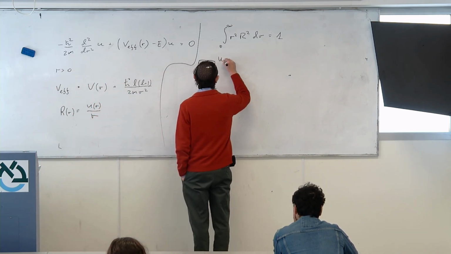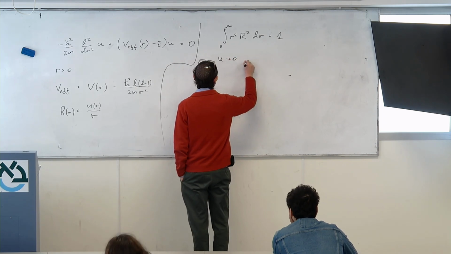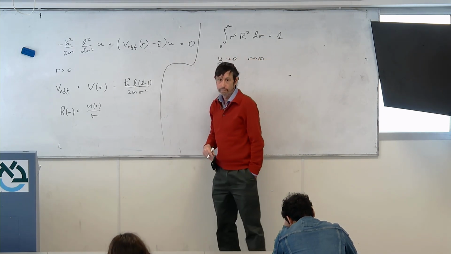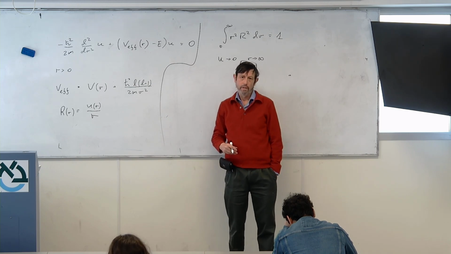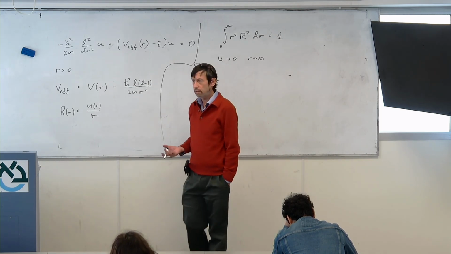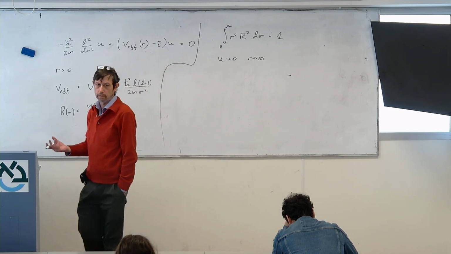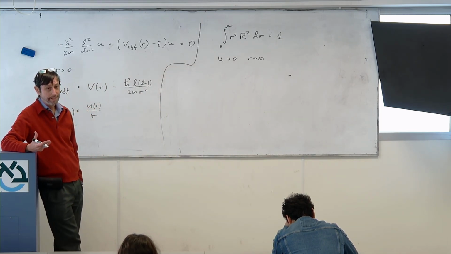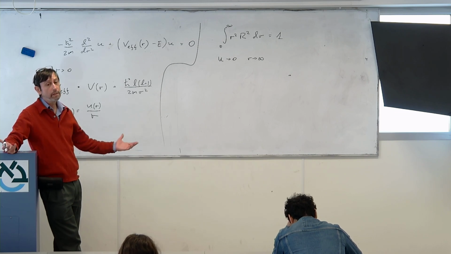So it's clear that u must go to 0 when r goes to infinity. That's the mathematical conclusion. Physically, it's completely clear. We have here a bound state. A bound state must go to 0 at infinity.